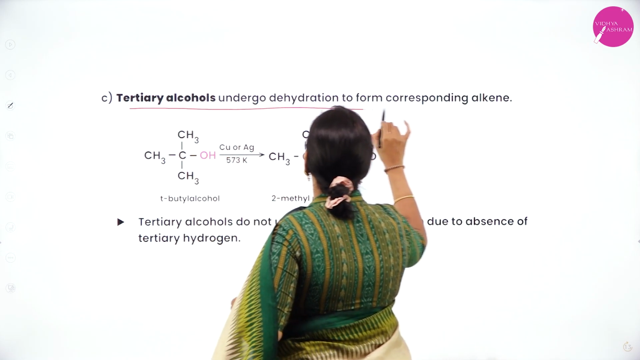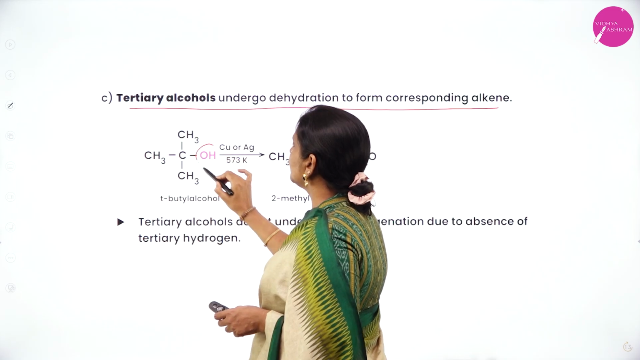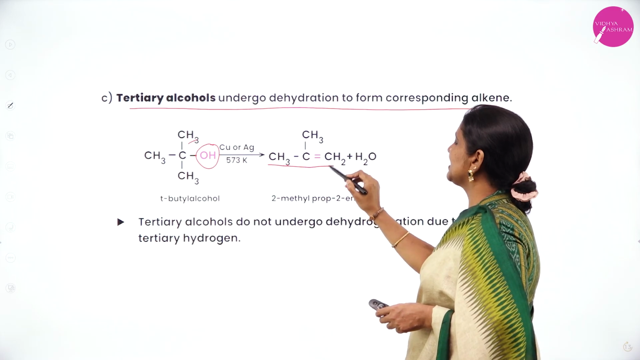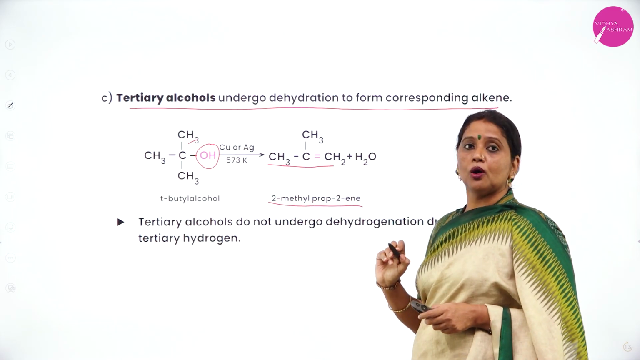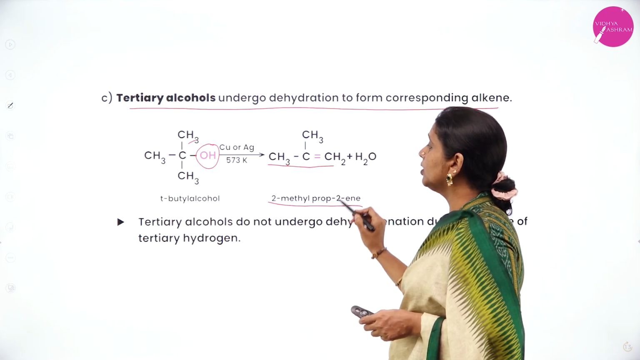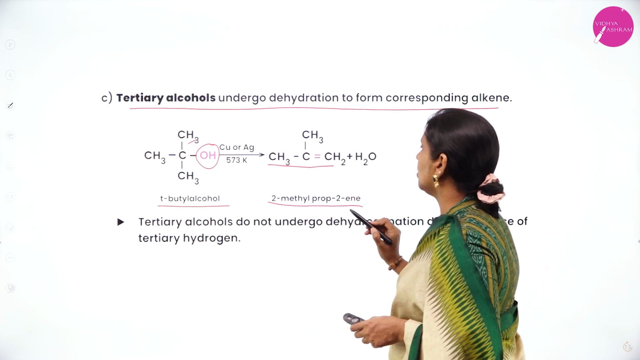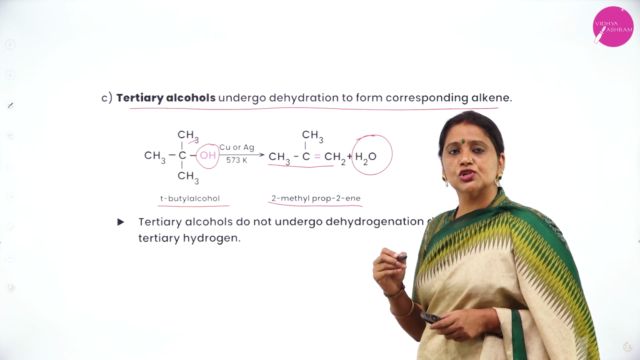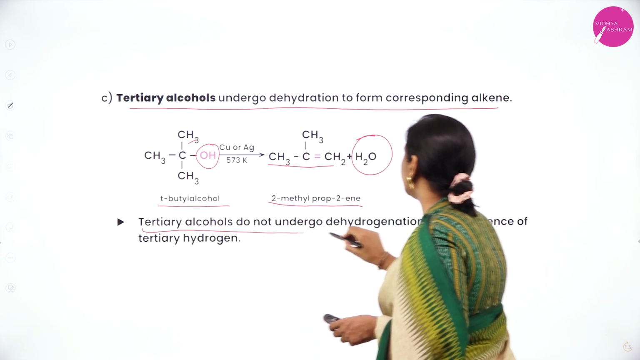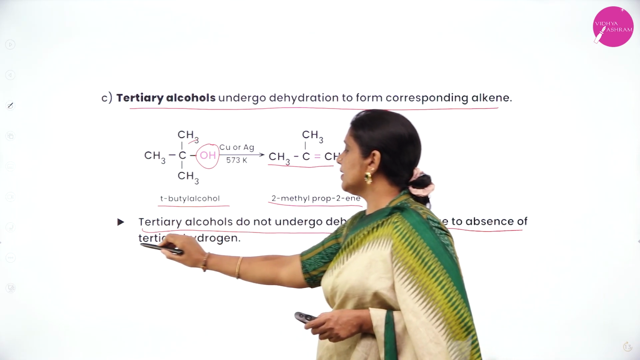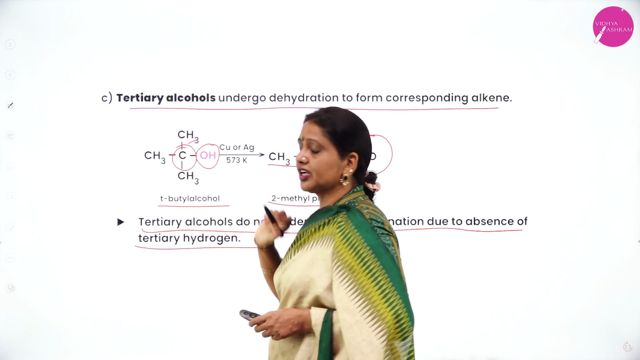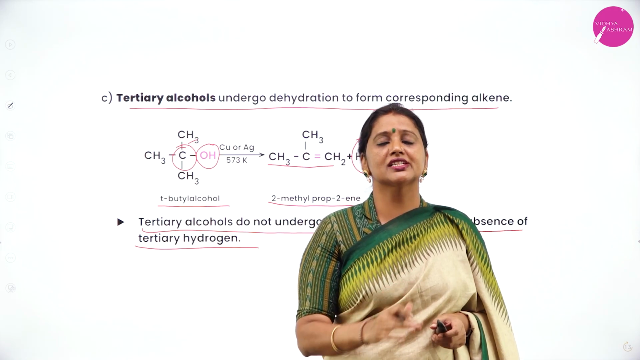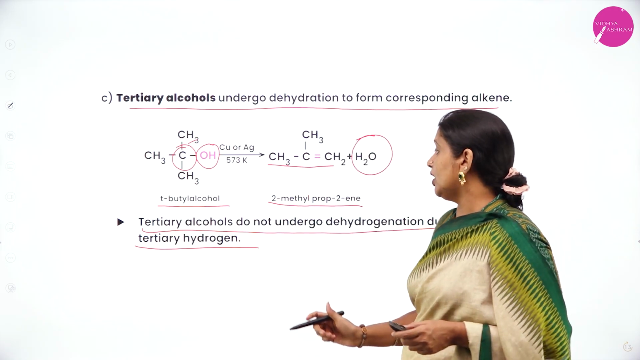Tertiary alcohols undergo dehydration to form the corresponding alkene. Remove OH here, remove hydrogen here, so it will form CH3C(CH3)=CH2, 2-methylprop-2-ene, from tertiary butyl alcohol. Here, no dehydrogenation, there is an elimination of water. Tertiary alcohol does not undergo dehydrogenation due to the absence of tertiary hydrogen. There is no tertiary hydrogen, therefore it does not undergo dehydrogenation. Instead of dehydrogenation, it undergoes dehydration to form alkene.